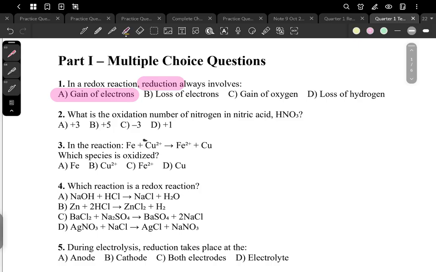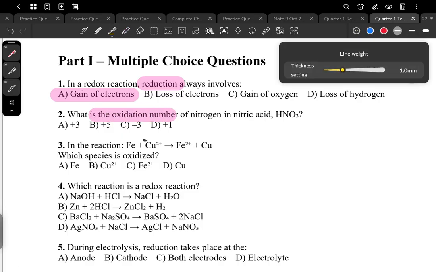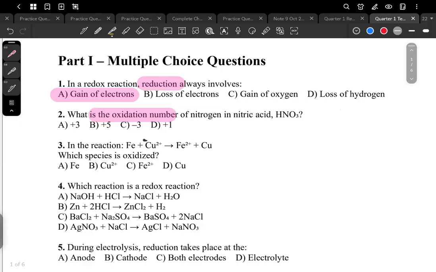What is the oxidation number of nitrogen in nitric acid? Whenever you're asked about the oxidation number, immediately use the rules that you know about the oxidation number to get this number. In HNO3, there is one atom of hydrogen, one atom of nitrogen, and three atoms of oxygen. The sum of all oxidation numbers in any neutral compound is zero, so in this case it's zero.